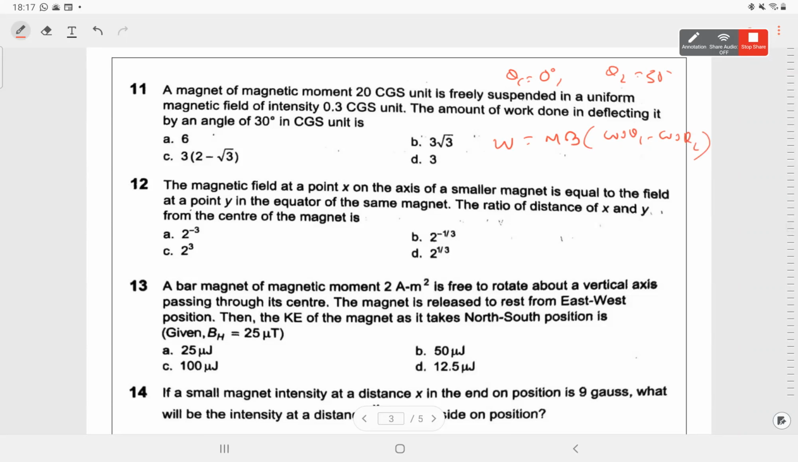Number 12, the magnetic field at a point x on the axis of a smaller magnet is equal to the field at a point y in the equator of same magnet. The ratio of distance of x and y. So x cube by y cube will be equal to 2. Mu naught by 4 pi 2m by x cube is equal to mu naught by 4 pi m by y cube.